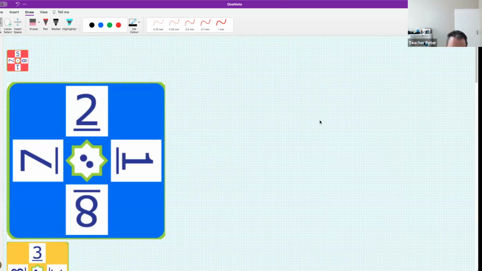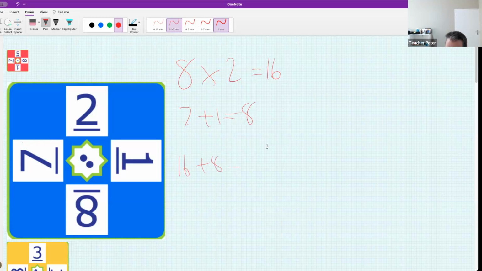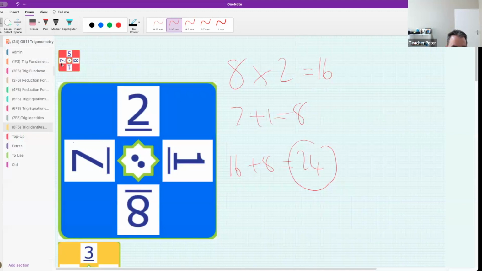So, Nomfundo on fire. 8 times 2 is 16. And then 7 plus 1 is 8. And then 16 plus 8 is 24. Very nicely done, Nomfundo. Very nicely done.